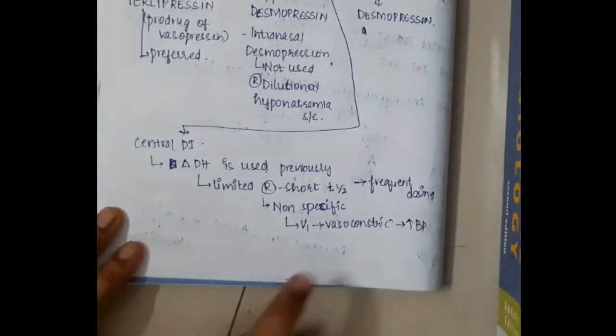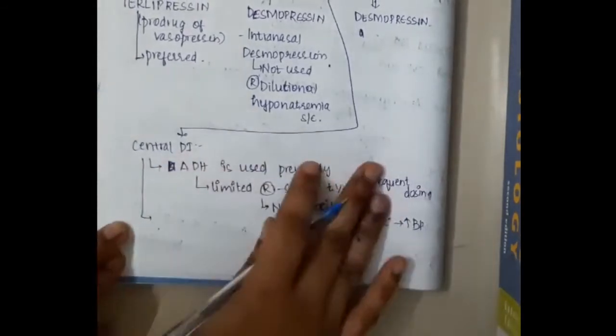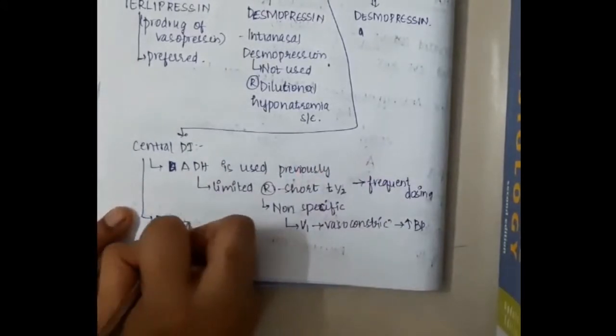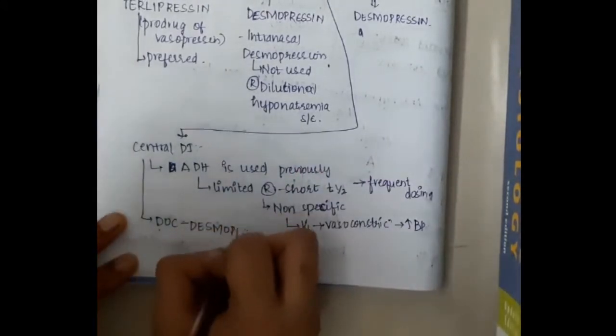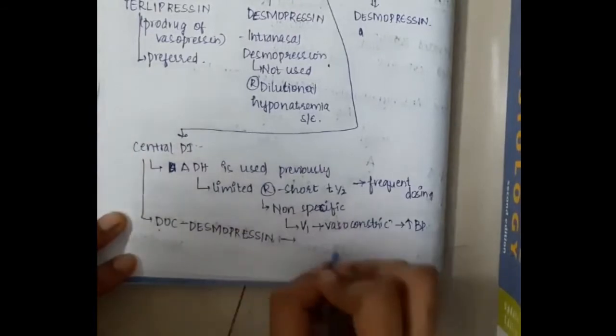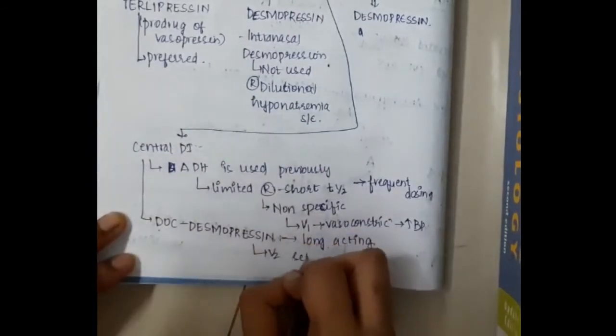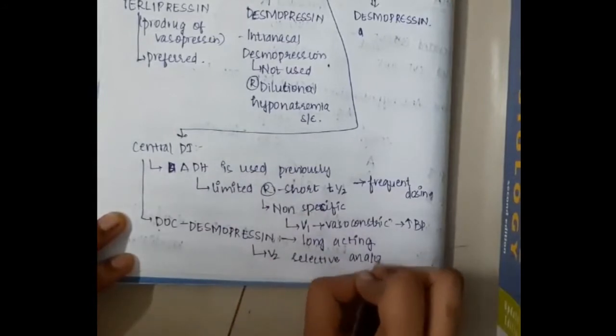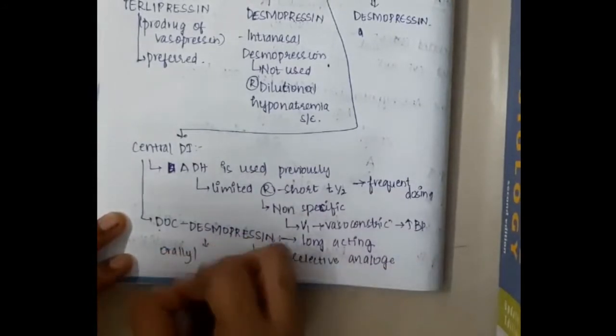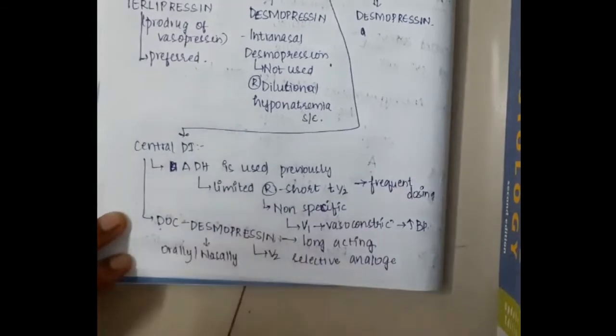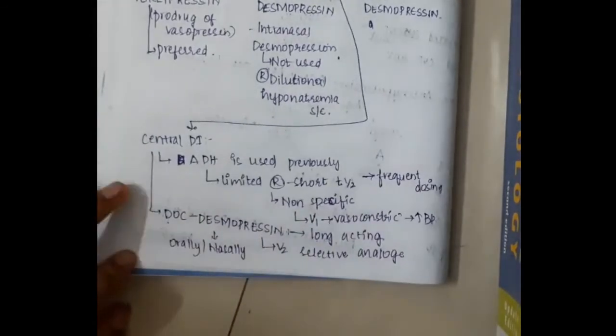It is also non-specific. Because of its non-specific action, when this ADH activates the V1 receptor, it causes vasoconstriction and thus increases BP. Nowadays the drug of choice for central diabetes insipidus is Desmopressin, which is long acting and also a selective V2 analog. This Desmopressin can be used either orally or nasally for central diabetes insipidus.